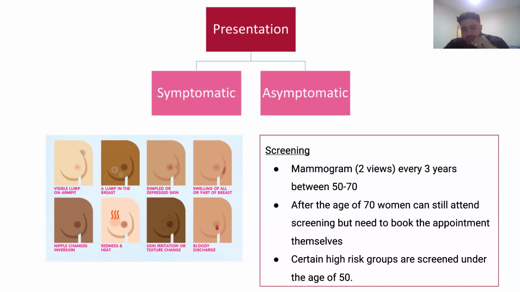So in the UK, I think women are entitled to a mammogram every 3 years between the age of 50 and 70. And after the age of 70, women can book their own screening and they can attend screening, but as I said, they have to book it themselves. They're not regularly followed up on it between the ages of 50 and 70. And as mentioned before, as I was going to get into, certain high-risk groups are screened under the age of 50, and that's what that SBA prior was about.